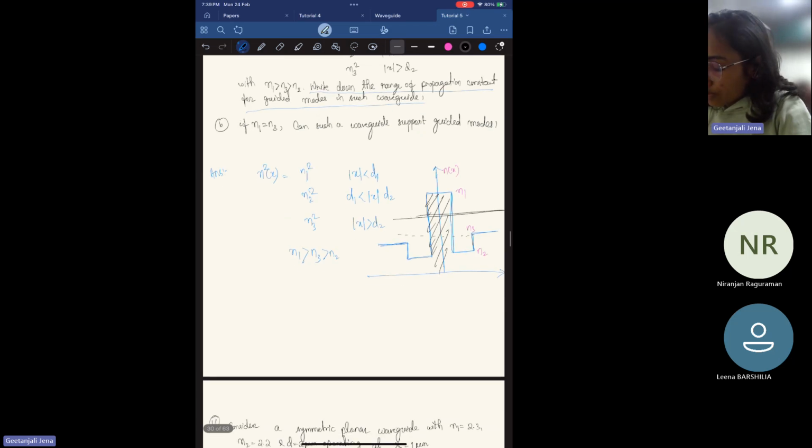Okay, so this we have already discussed. So I think I can just write out the answer. So beta tilde should lie between N1 and N3.